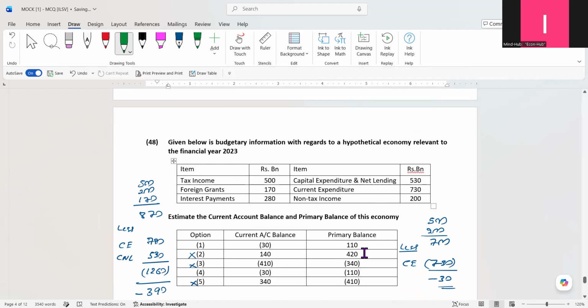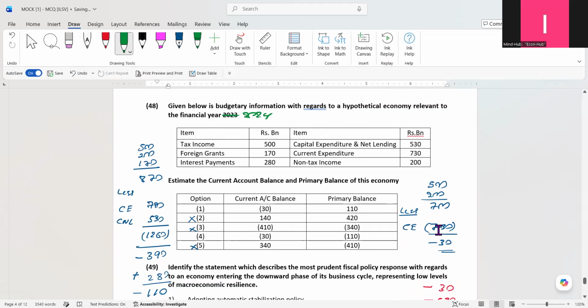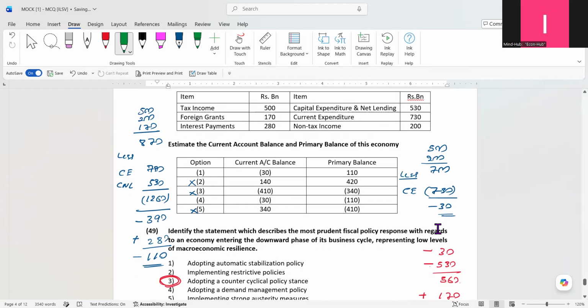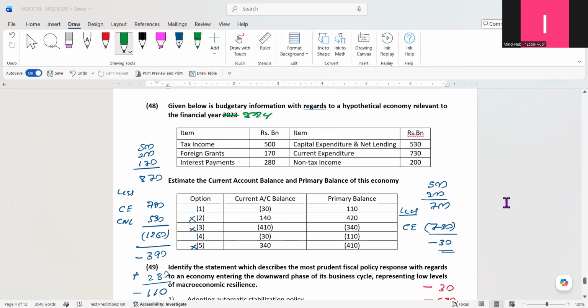48. Given below is the budgetary information with regards to a hypothetical economy relevant to the financial year 2023. You asked for 2 things: current account balance and primary account balance. Let me explain the steps. First, to estimate the current account balance, you need to take the total government tax revenue and non-tax revenue. You don't take grants. For current account, we don't take grants. So we take the 500 here, and the 200 of non-tax income is taken.